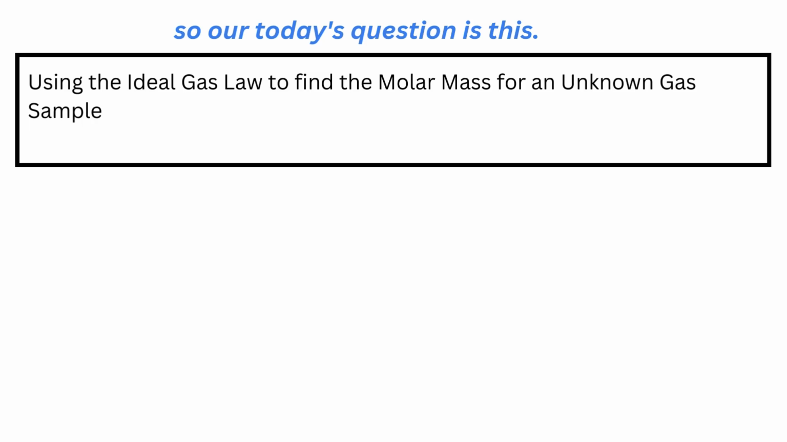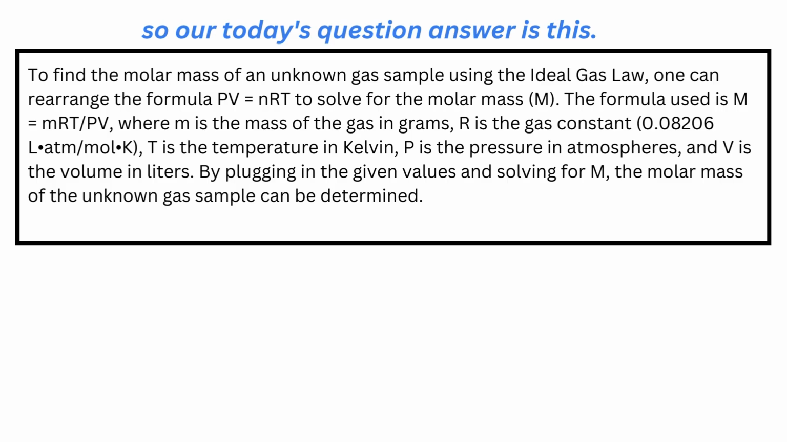Using the ideal gas law to find the molar mass for an unknown gas sample. Correct answer is to find the molar mass of an unknown gas sample using the ideal gas law, one can rearrange the formula PV = nRT to solve for the molar mass M. The formula used is M = mRT/PV, where m is the mass of the gas in grams, R is the gas constant 0.08206 atm·L/(mol·K), T is the temperature in Kelvin, P is the pressure in atmospheres, and V is the volume in liters. By plugging in the given values and solving for M, the molar mass of the unknown gas sample can be determined.